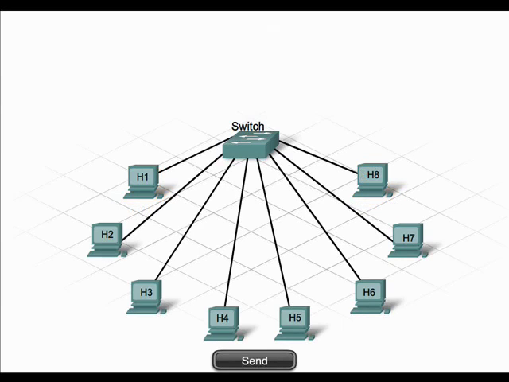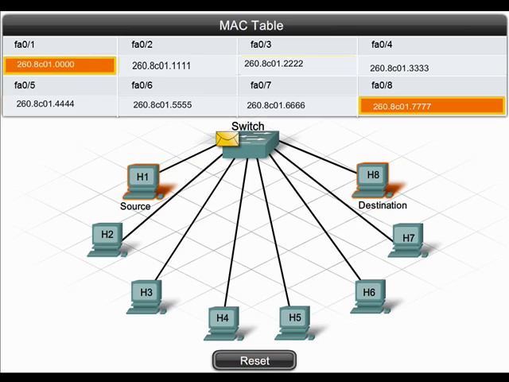Because switches use full duplex technology, multiple devices can communicate simultaneously. So in our example, while H1 communicates with H8, H2 can communicate with H3, etc. This is called microsegmentation and is one advantage that switches have over hubs. Switches use available bandwidth very efficiently as compared to hubs.